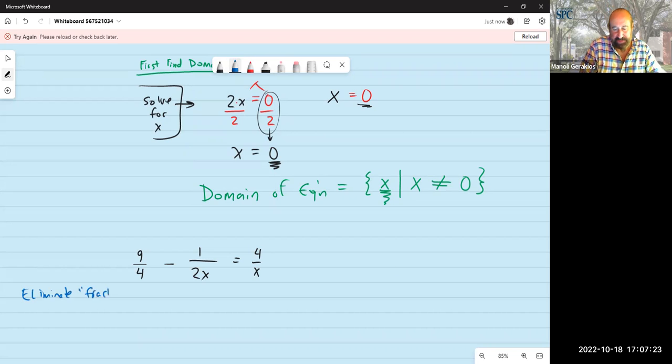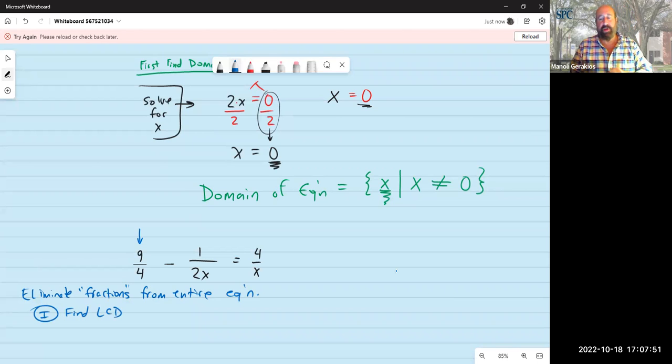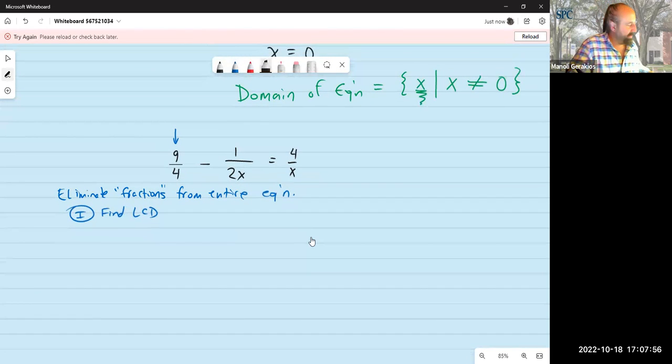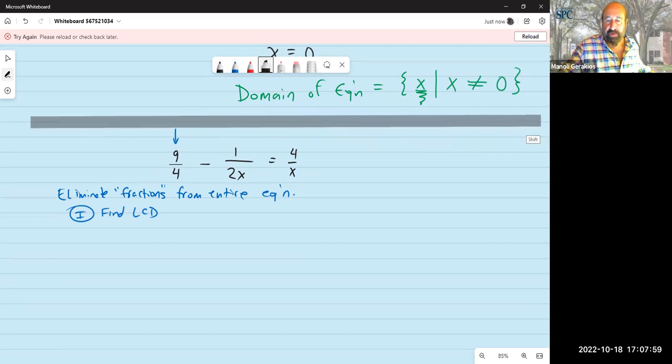I'm saying fractions just as a fast way instead of writing rational expressions, but these are really rational expressions. There's only one fraction, this one. The other two are rational expressions. To eliminate fractions from the entire equation, we do two things. First, find the LCD. Second, we're going to multiply every single term by the LCD. Okay, so there's the end of the first step.